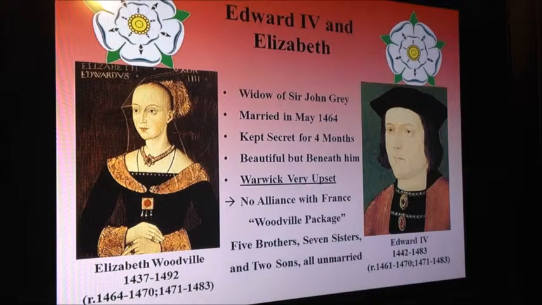Well, she was beautiful, but she was considered very much beneath him, and Warwick, Edward's biggest supporter, was very upset because there would be no alliance with France, and what came with her was the Woodville package. She had 5 brothers, 7 sisters, and 2 sons, all of whom were unmarried and needed either dowries for the girls or wives to find for the boys, and maybe put in positions of power. So Warwick was mad that there was going to be no alliance with France and that the Woodvilles would receive much influence. And he saw the Woodvilles as not being worth very much.